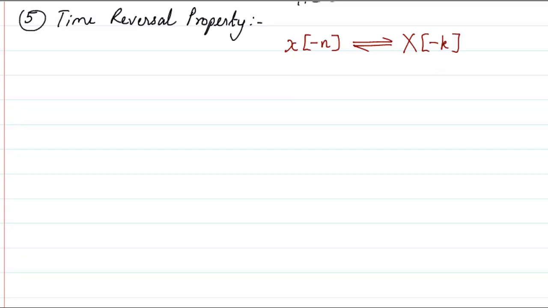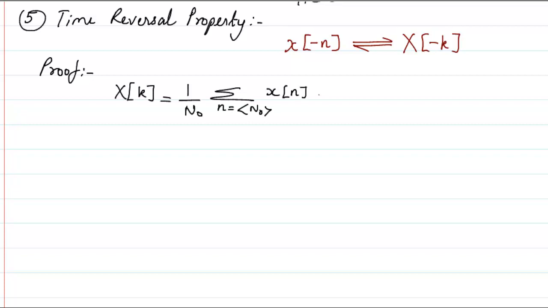Let us prove this. We know that X of k, that means the discrete time Fourier series of any sequence x of n, is calculated by the equation 1 by N naught summation n within the period N naught, x of n e raised to power minus j k omega naught n. Now suppose we put the value n is equal to minus n. Therefore the limit will change, but again the limit will remain within the period itself.